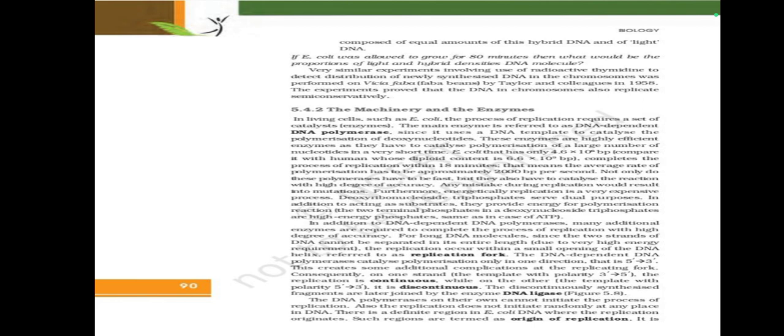Not only do these polymerases have to be fast, but they also have to catalyze the reaction with a high degree of accuracy. Any mistakes during replication would result in mutations. Furthermore, energetically, replication is a very expensive process. In addition to acting as substrates, the deoxyribonucleoside triphosphates provide energy for the polymerization reaction. The two terminal phosphates in the deoxyribonucleoside triphosphates are high energy phosphates, same as in case of ATP.